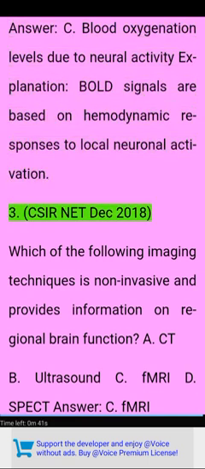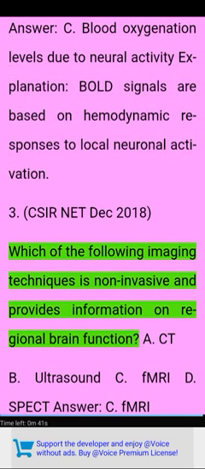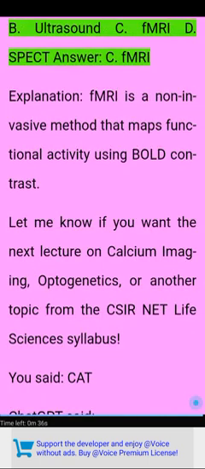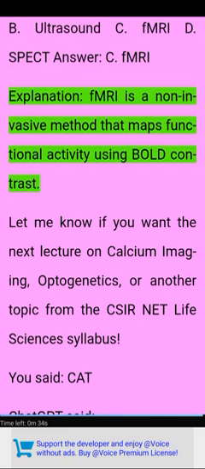3. CSIR-NET Dec 2018. Which of the following imaging techniques is non-invasive and provides information on regional brain function? A. CT. B. Ultrasound. C. fMRI. D. SPECT. Answer: C. fMRI. Explanation: fMRI is a non-invasive method that maps functional activity using BOLD contrast.